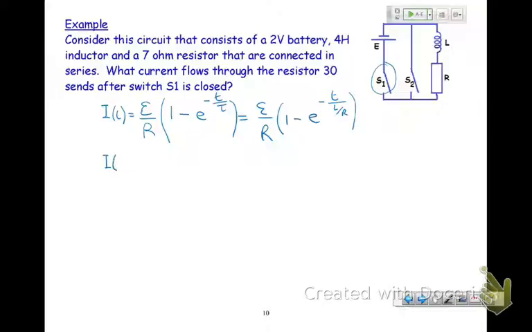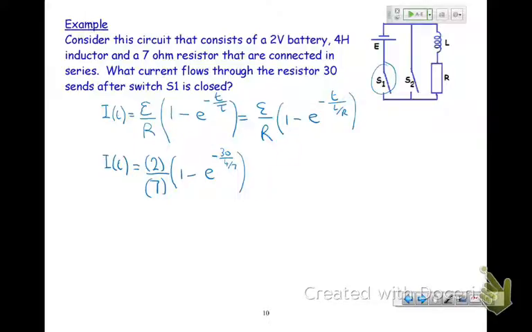So then I go, well, my current at this time is equal to, now I can put numbers in. So I'm going to get 2 volts over 7 ohms, 1 minus e to the minus, and this is 30 seconds over. What is the L over R? 4 over 7. Is that right? So let me just have a quick look.